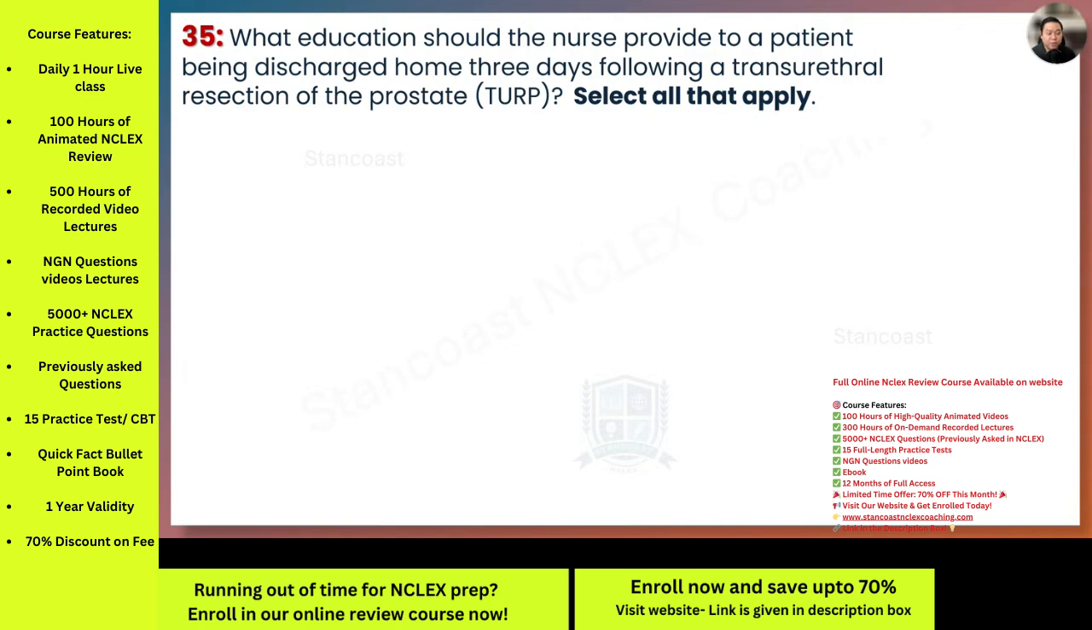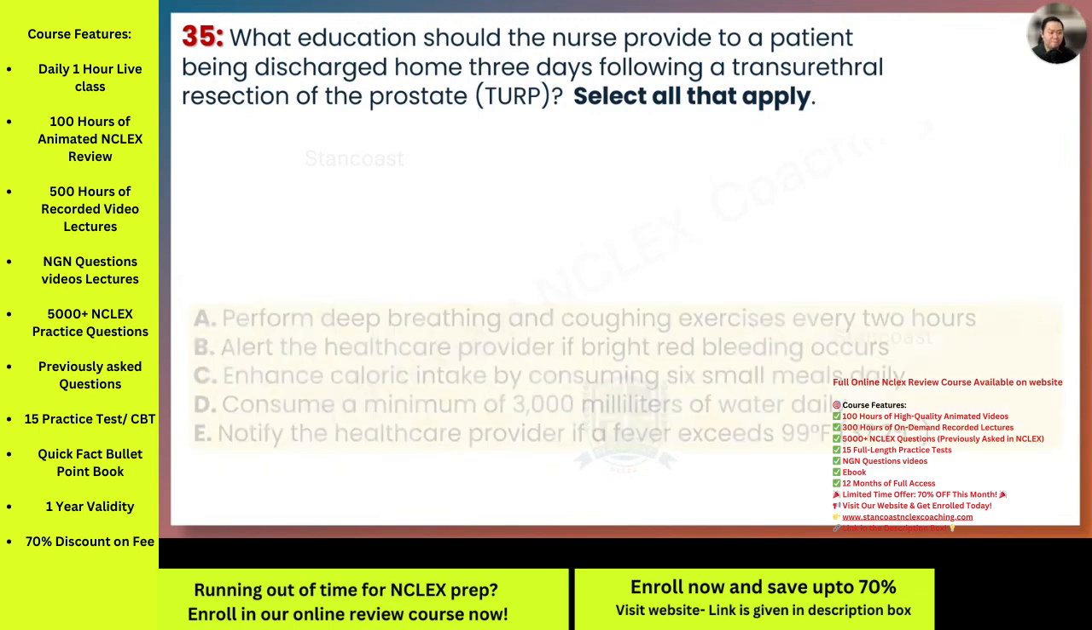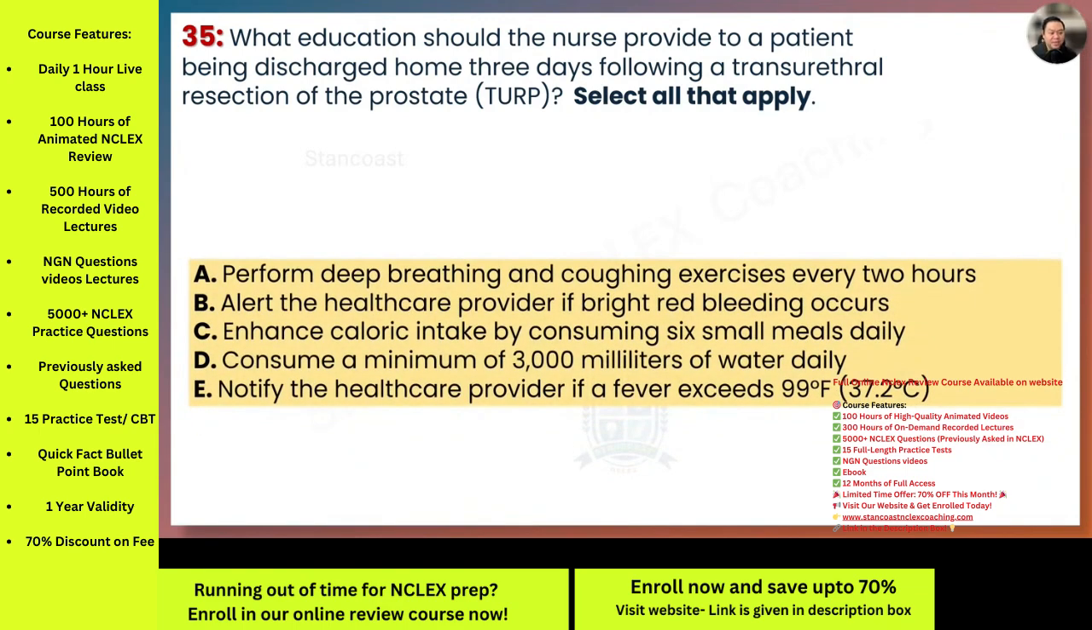What education should the nurse provide to a patient being discharged home 3 days following a transurethral resection of the prostate, or TURP? Select all that apply. Options: A, perform deep breathing and coughing exercises every 2 hours. B, alert the healthcare provider if bright red bleeding occurs. C, enhance caloric intake by consuming 6 small meals daily. D, consume a minimum of 3,000 mL of water daily. E, notify the healthcare provider if a fever exceeds 99 degrees Fahrenheit.